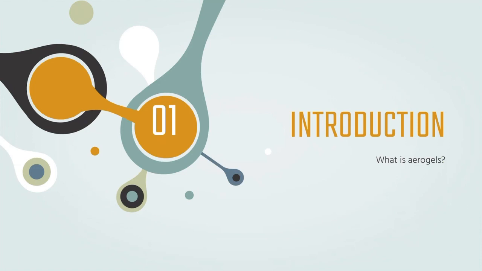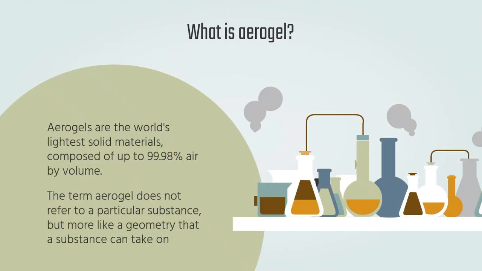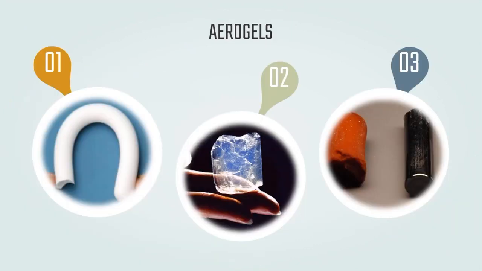So first of all, what is aerogel? Aerogels are the world's lightest solid materials, composed of up to 99.98% air by volume. The term aerogel does not refer to a particular substance, but more like a geometry that a substance can take on. Over here, you can see there are three pictures. They are all aerogels, but you can see that they have different colors, different textures, and different shapes. Why is that? It is because they are made from different materials.